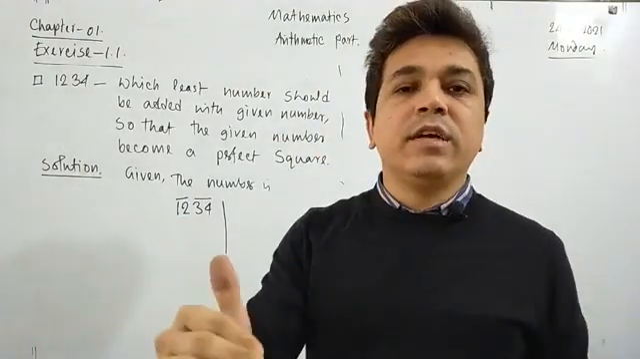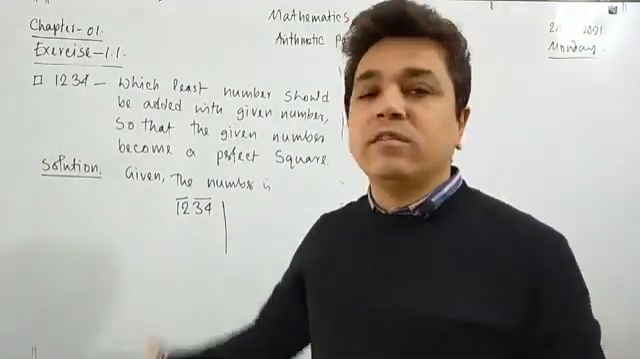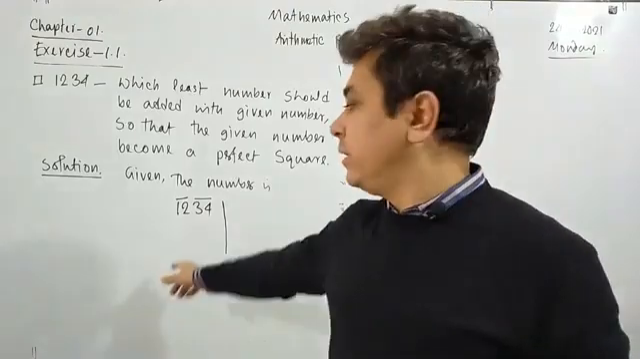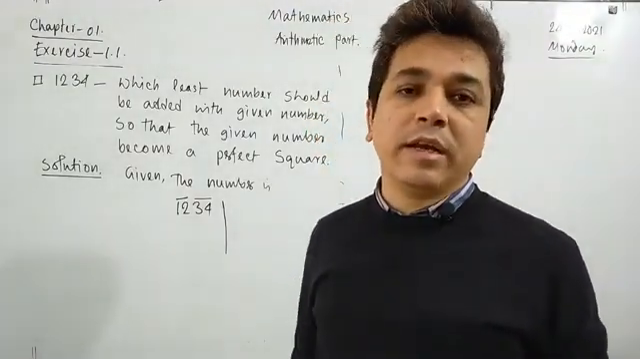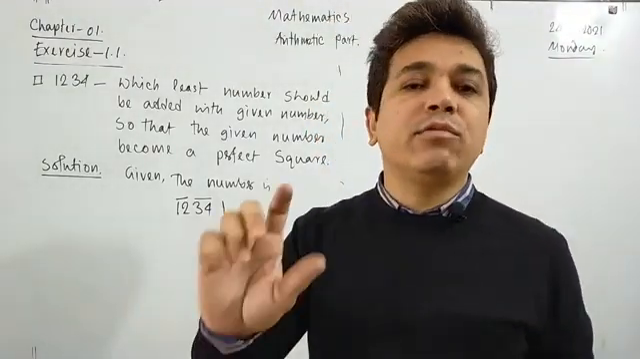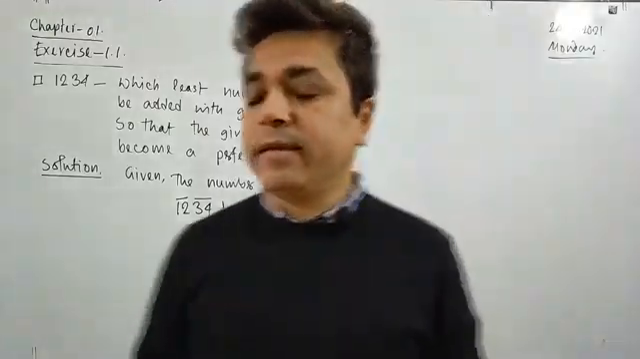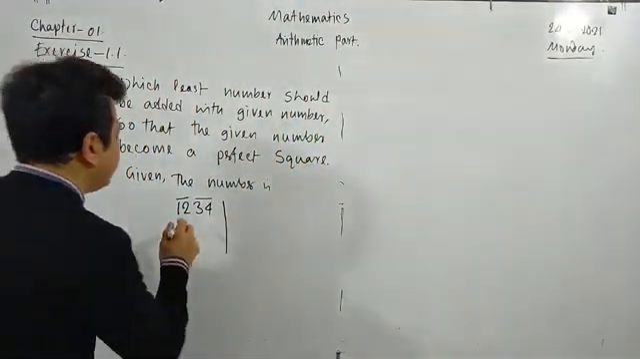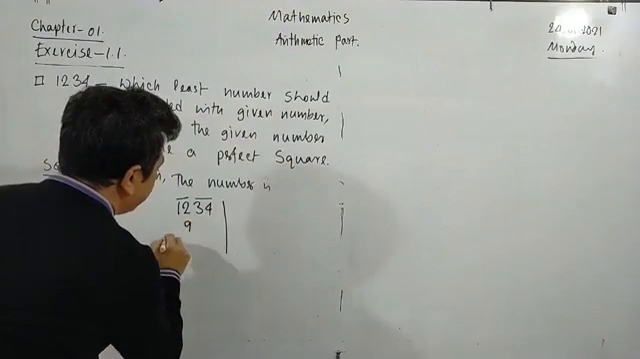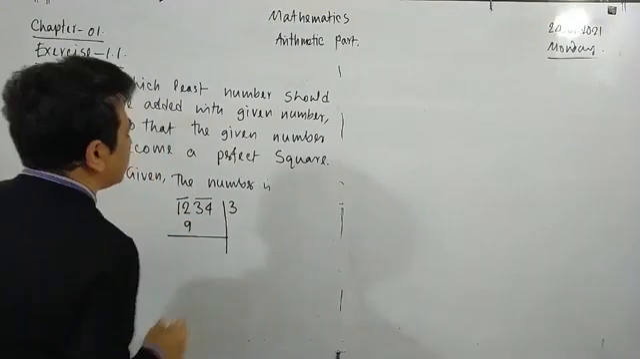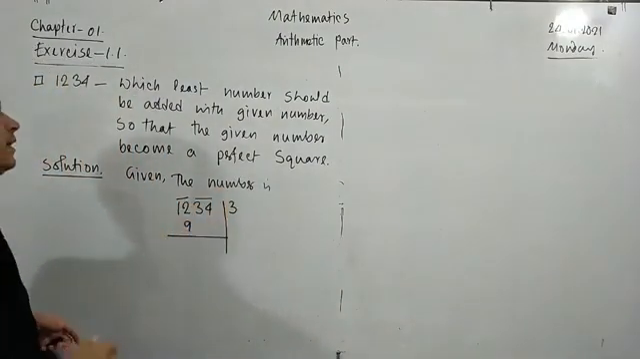If we take 4 into 4, it is 16, which is more than 12, so it's not possible to take. So we have to take 3. 3 into 3 is 9. So I am putting here 3, and 3 into 3 is 9 here.